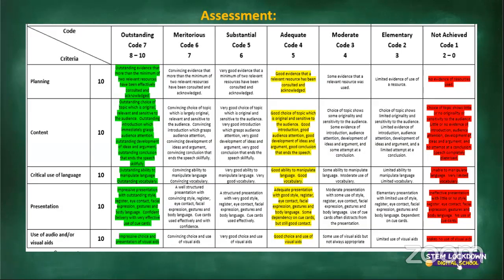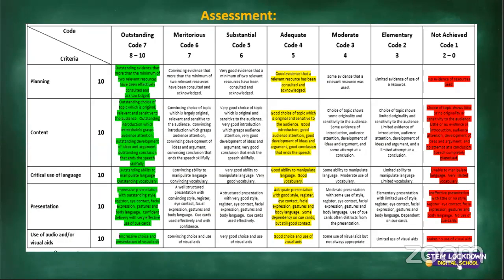So let's look at planning, for example. Not achieved would be no evidence of resources used. So if you don't research your speech, you wouldn't get a mark for that. And adequate is good evidence that relevant resources have been consulted and acknowledged. But it's not outstanding. The planning criteria in order to get an outstanding mark says outstanding evidence that more than the minimum of two relevant resources has been effectively consulted and acknowledged. So if you research your work while you are planning and you have more than two sources that you acknowledge, you will get a good mark.